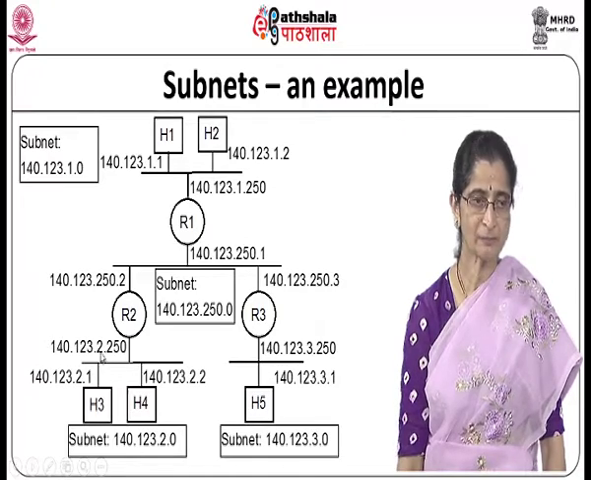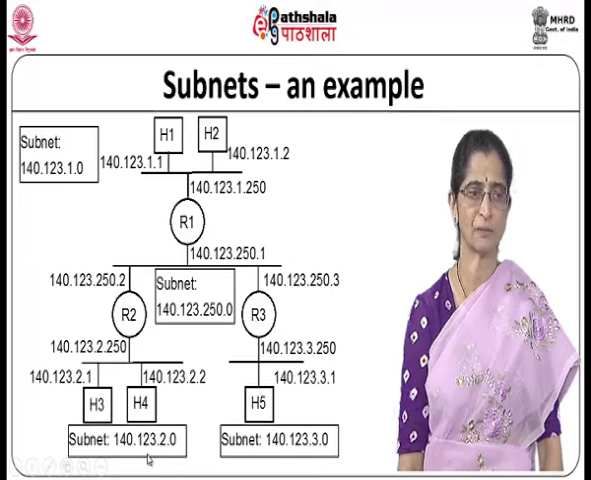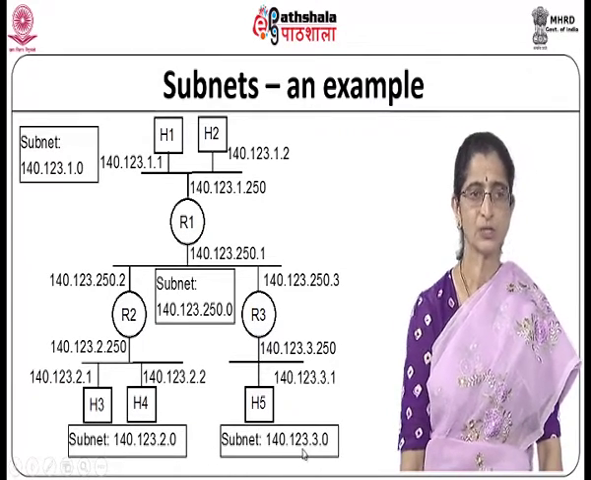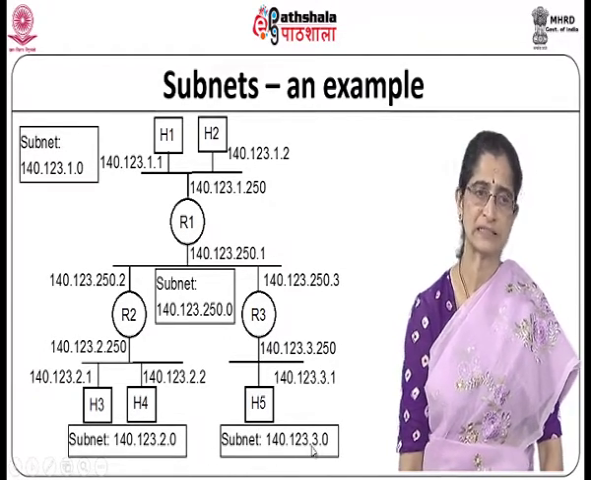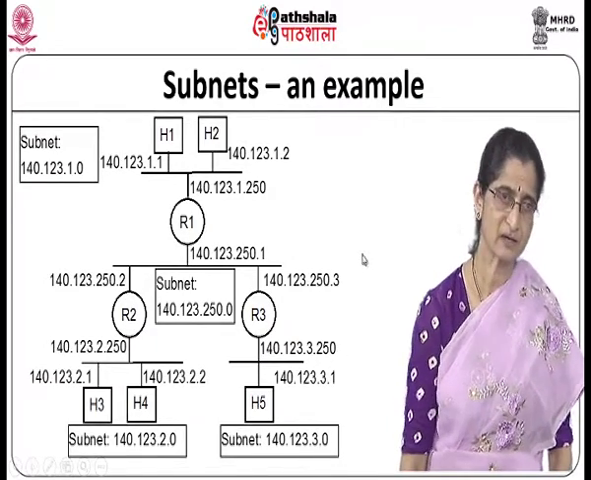Similarly, you can see that for this subnetwork which is connected to the other interface of R2, you have a common part which is 140.23.2. So here similarly it is 140.23.3, right. So this is typically how the subnet addresses will be assigned.